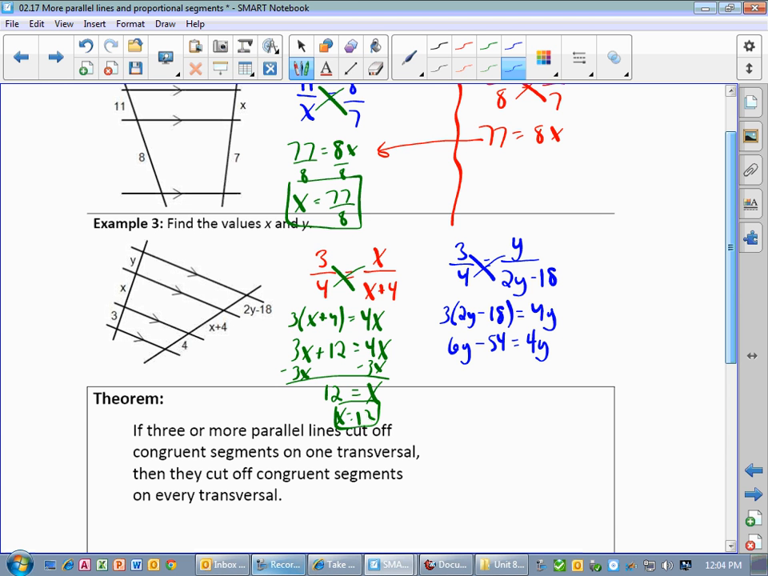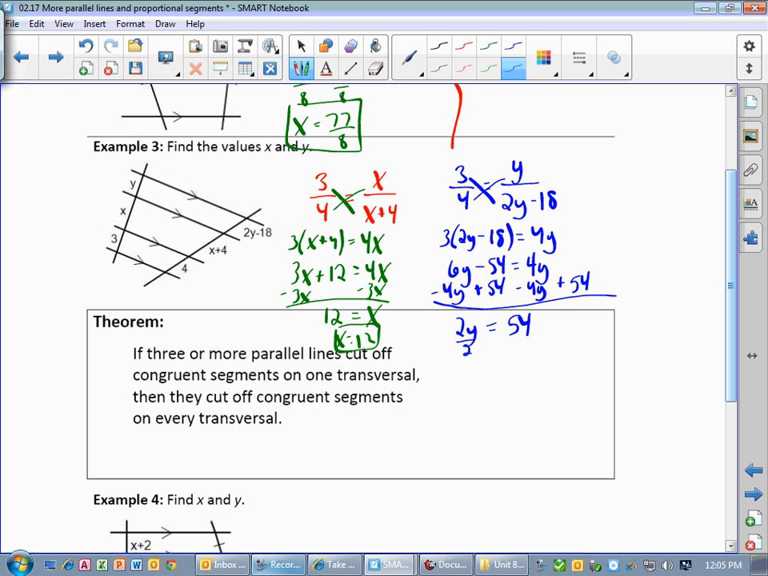I've got my larger y over here, so I'll just subtract 4y from both sides and add 54 to both sides. So 6y, take away 4y, leaves us with 2y. We added 54, so we have positive 54. And then finally, we divide both sides by 2. And so we get y equals 27.